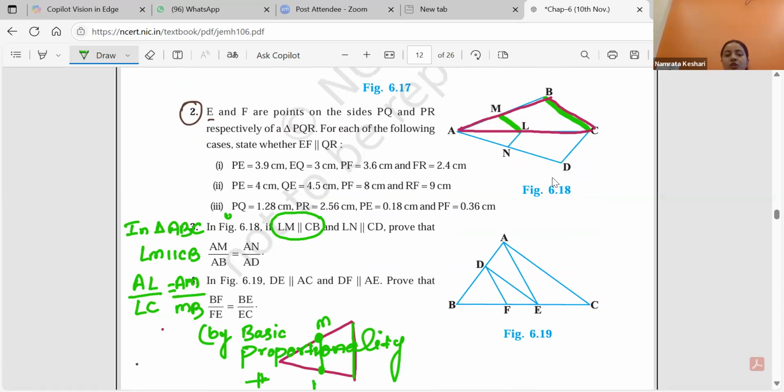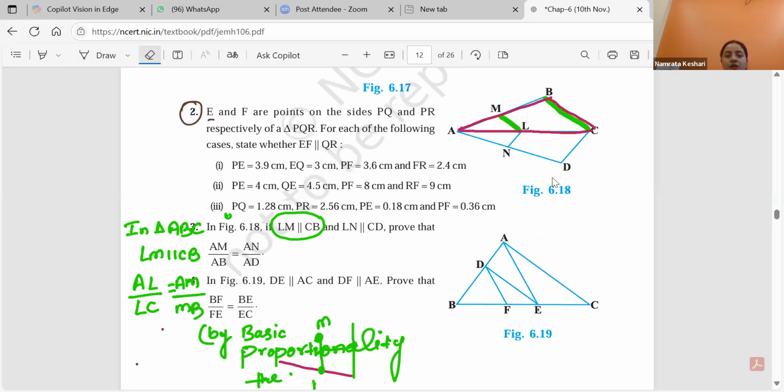Is it making sense to all of you? Yes, ma'am. Ma'am, but how do you know it has the same ratio? How do we know?